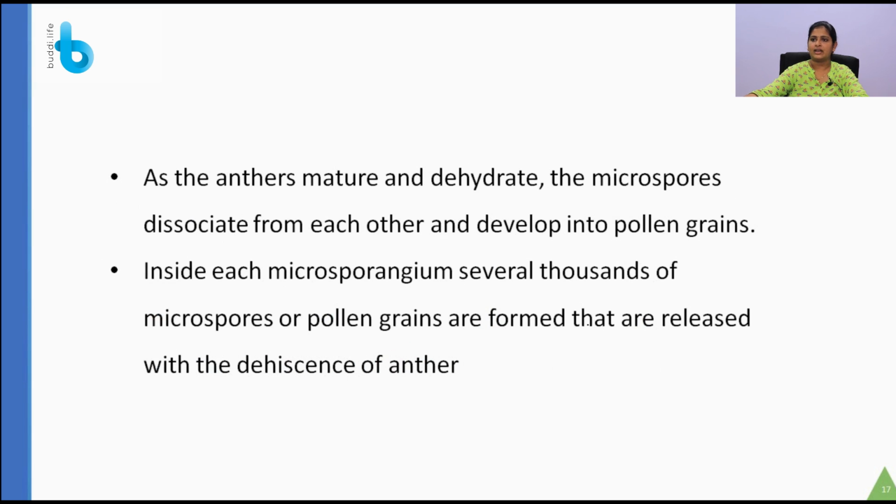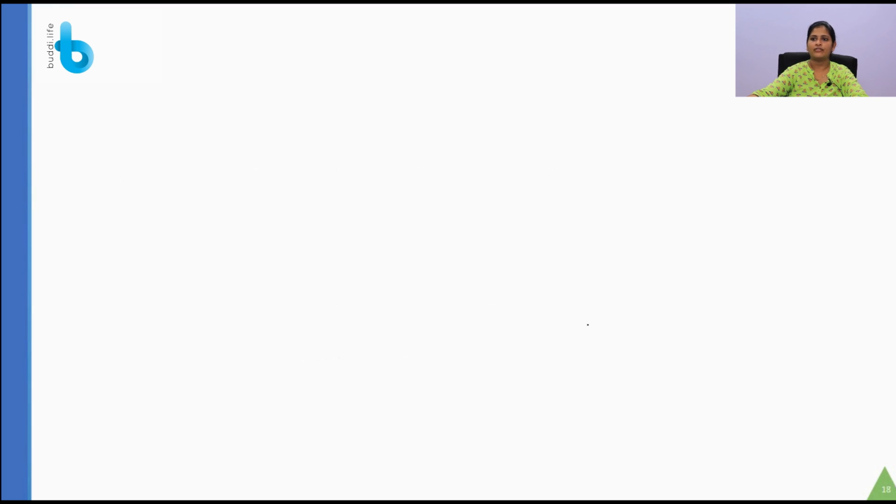As I said, the anthers mature, dehydrate, and the microspores dissociate from each other, forming the pollen grains. So inside each microsporangium, what will be present? Several thousands of pollen grains will be present, which are released during the dehiscence of the anther. Now we are going to discuss the structure of a pollen grain.